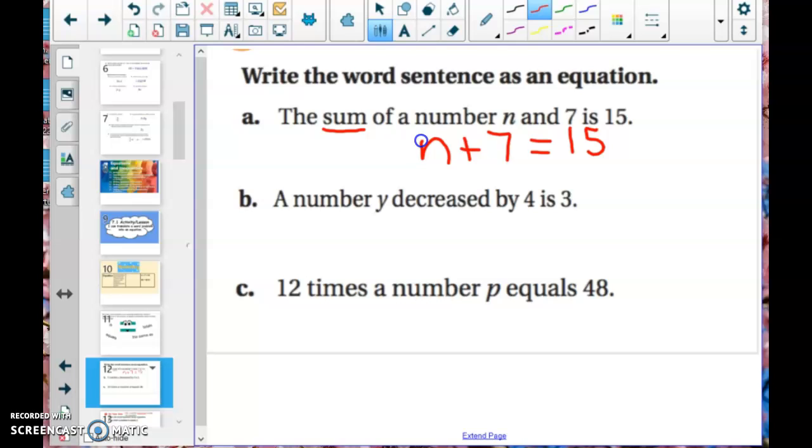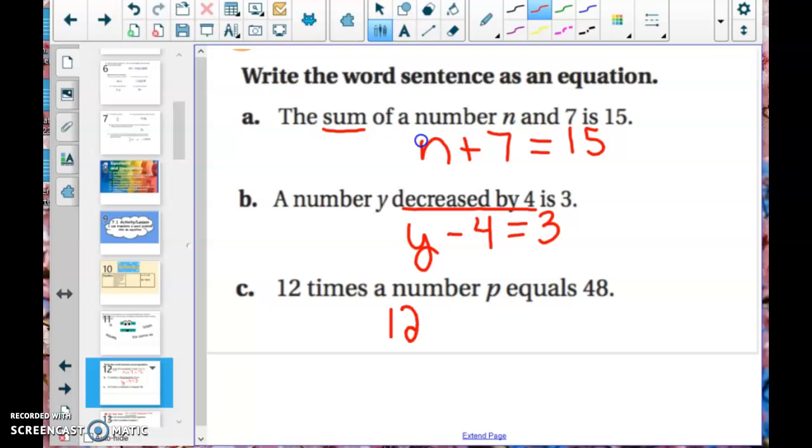The second one says a number y decreased by 4 is 3. Well, decreased by 4 means subtraction. So it would be y minus 4. Is, remember, stands for equals 3. There is my equation. Last one, 12 times the number p equals 48.